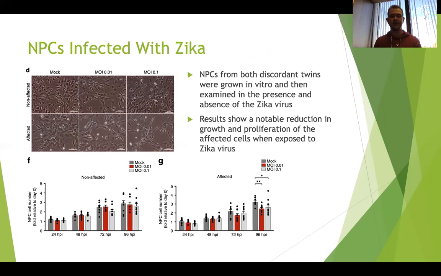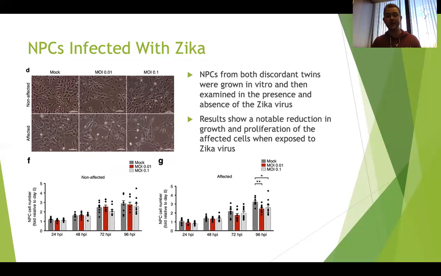So the way they tested this was by infecting both affected and unaffected neural progenitor cells with the virus in different concentrations. So the results showed significant reduction in growth and proliferation of affected cells when they were infected with the Zika virus, which can be seen in the first figure, by the way. So the third column, you can see that the affected cells had much less growth than the unaffected cells, both in the presence of the Zika virus.